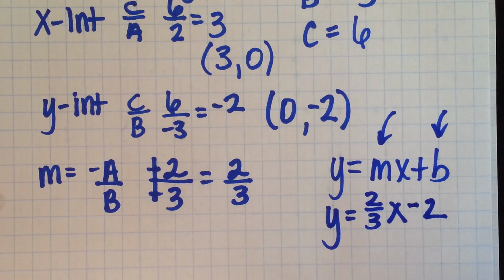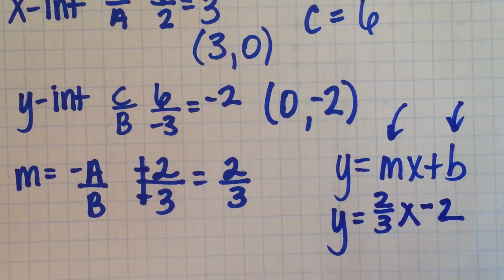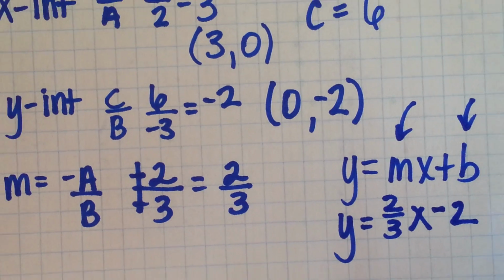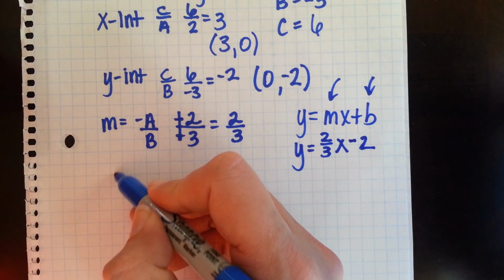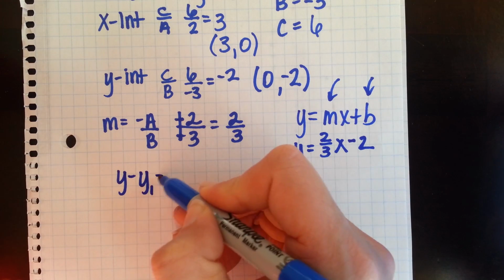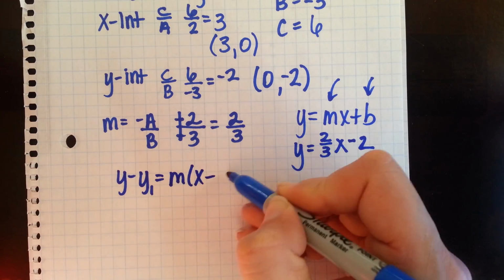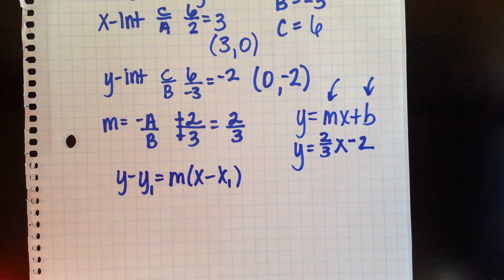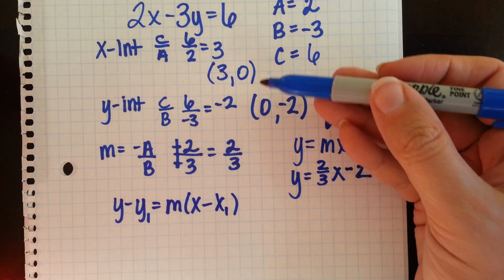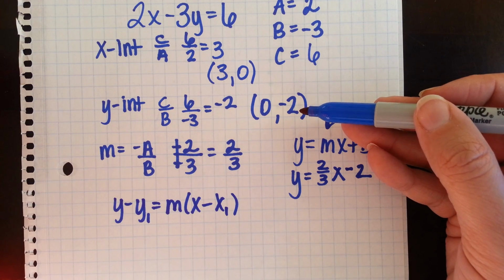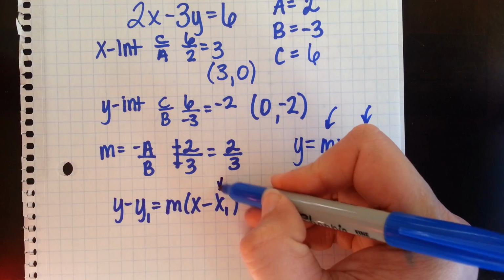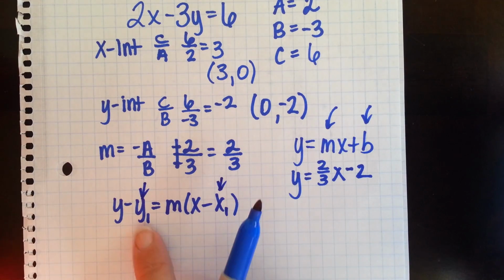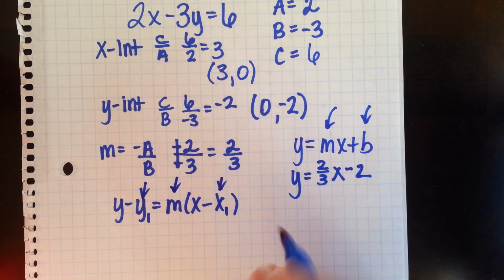It's also pretty easy, based on the information that we have here, to make point-slope form. Alright, so point-slope form looks like y minus y1 equals m times x minus x1. Do we have points we can use? Yeah, we could use this point 3, 0, or this point 0, negative 2, plus we already have a slope. Remember, in point-slope form, we just have to fill in that one point, x1, y1, and our slope.